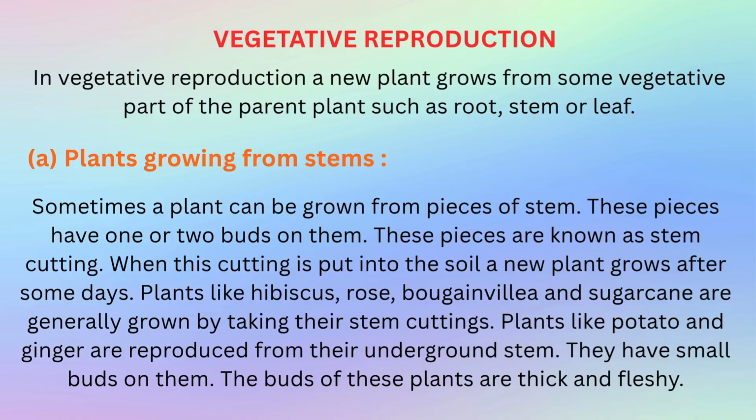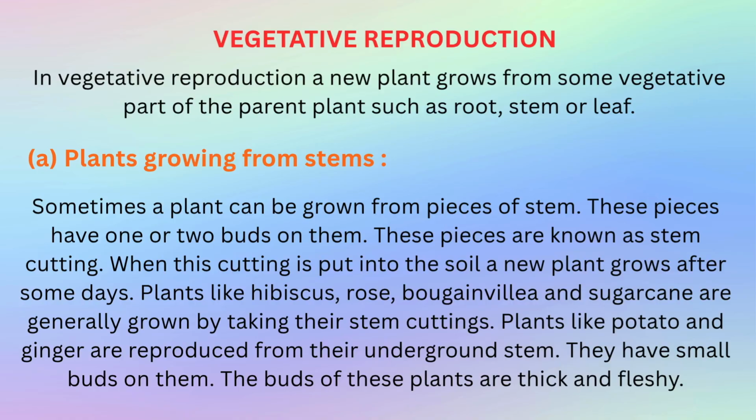Sometimes a plant can be grown from pieces of stem. These pieces have 1 or 2 buds on them. These pieces are known as stem cutting. When this cutting is put into the soil, a new plant grows after some days. Plants like hibiscus, rose, bougainvillea and sugarcane are generally grown by taking their stem cuttings.